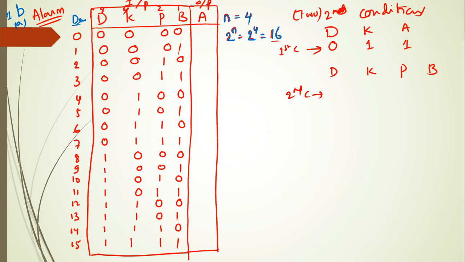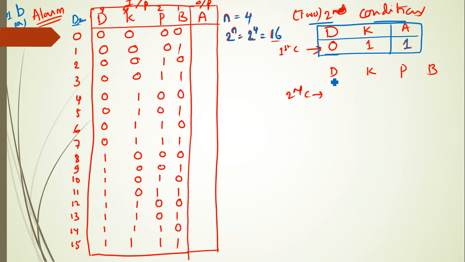We already listed the two conditions. Let us see the first condition. The first condition was when the door is open and the key is in, right? Then an alarm should be generated, which is nothing but an alarm should be activated, meaning it should be high, when the door is open and the key is in.